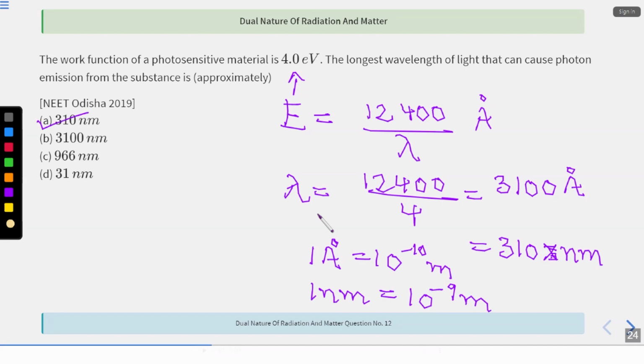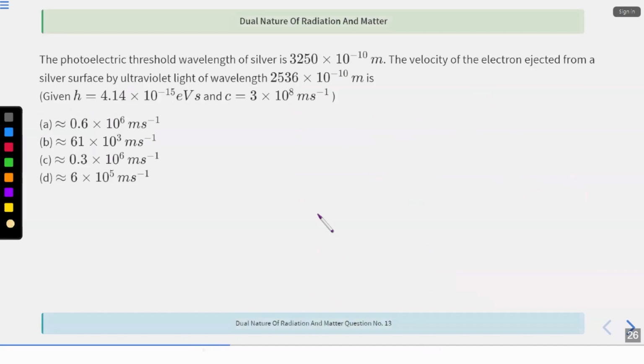Here again, it was quite a tricky move. If we wouldn't remember that here we'll be using angstrom, there was a high possibility that we could have chosen the option B to be the correct one. So therefore, units are extremely important. Okay, moving on to the next question.